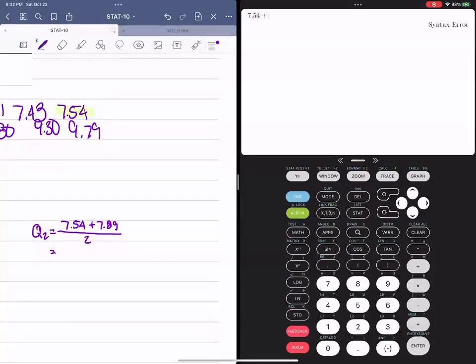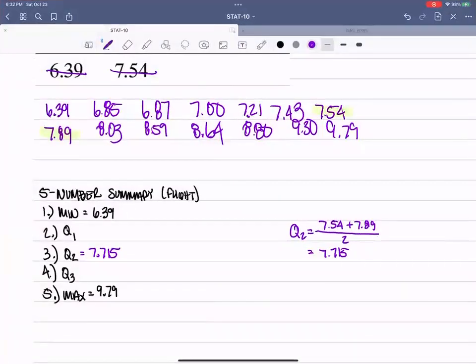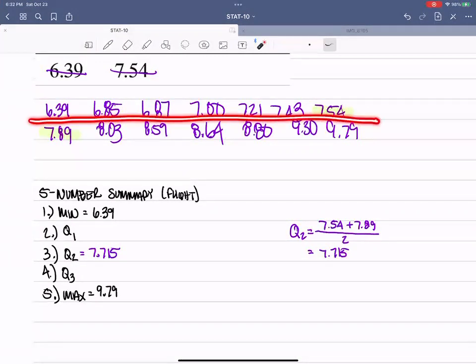7.54 plus 7.89 and dividing that number by 2 gives 7.715. And that's going to be this value right here, 7.715. Now going off of what we talked about last time, we have the lower half versus the upper half. Because we're able to cut the data set down the middle, we have a top half and a lower half.